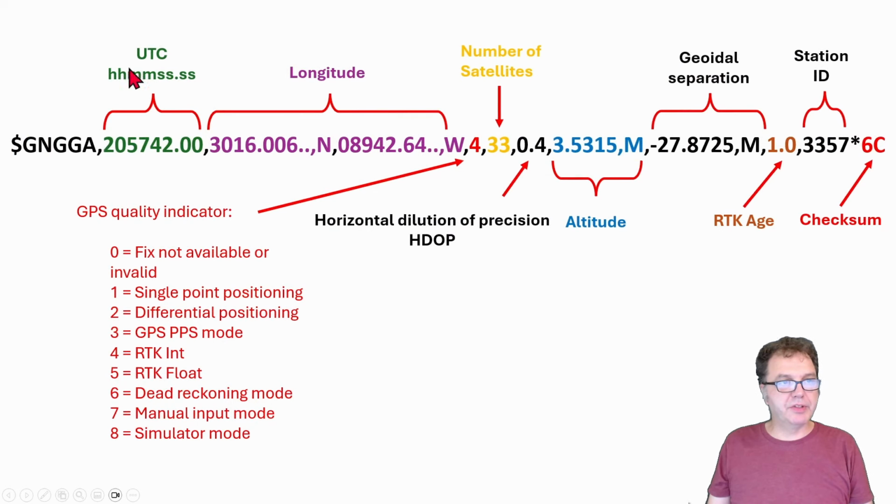So we get our response here, where we first get the precise time when the signal was received. We get the latitude and longitude here. We get the number of satellites. We get the horizontal dilution, which gives you an indication of how good your signal is. You also get the altitude. But most relevant for RTK here is the number 4, which indicates that we have good RTK log, and you can read over those other numbers what they indicate.